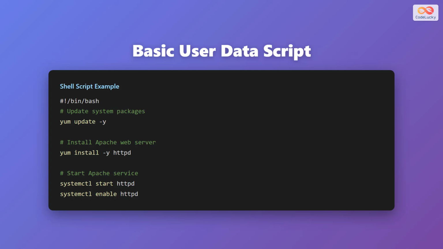Let's look at a basic user data script example. Every script must start with the shebang line, #!/bin/bash, which tells the system to use the bash shell. In this example, we first update all system packages using yum update with the -y flag for automatic yes responses. Then, we install the Apache web server using yum install httpd. Finally, we start the Apache service with systemctl start httpd and enable it to start automatically on boot with systemctl enable httpd.